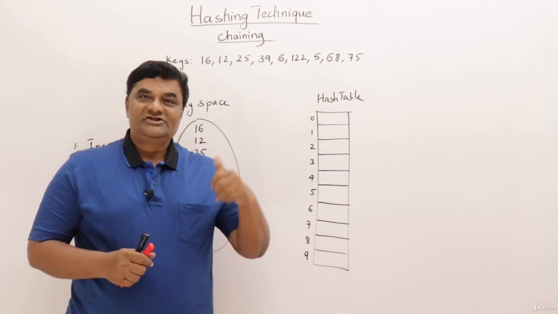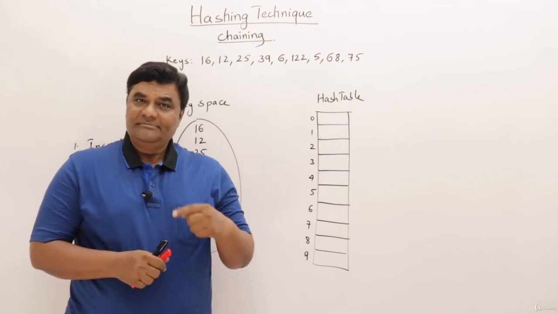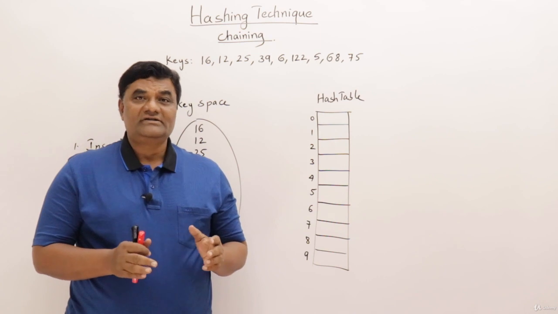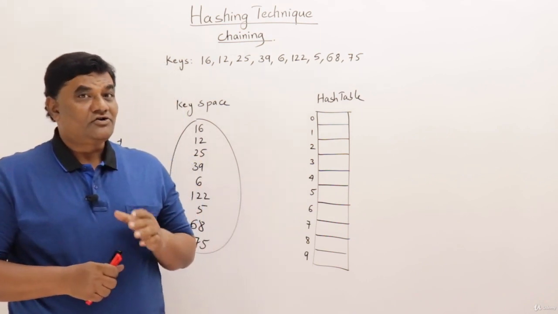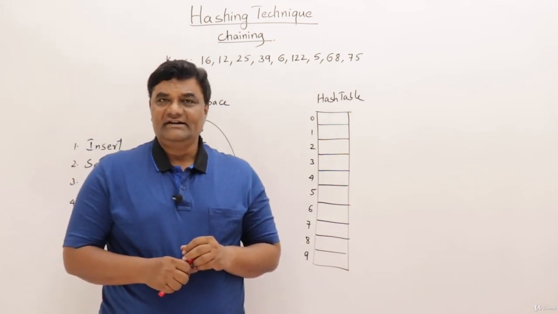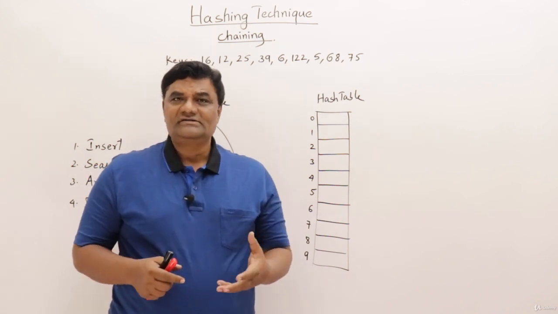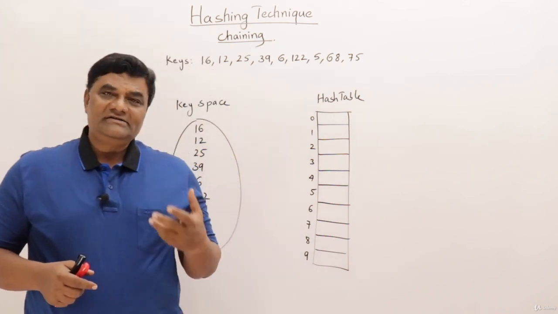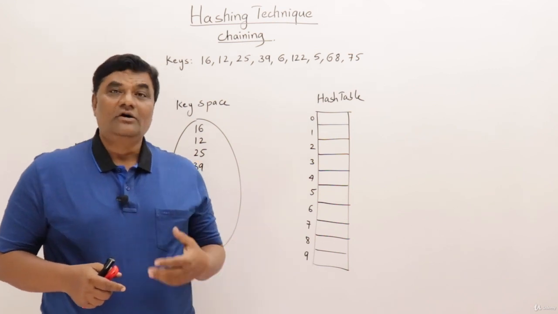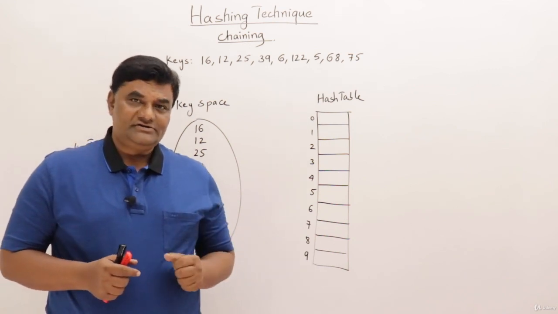Yeah, the topic is chaining. In the previous video, we have seen the modulus hash function and its drawback. That is, more than one key will map to the same location and it causes collision. So let us see how to avoid collision or how to resolve collision.